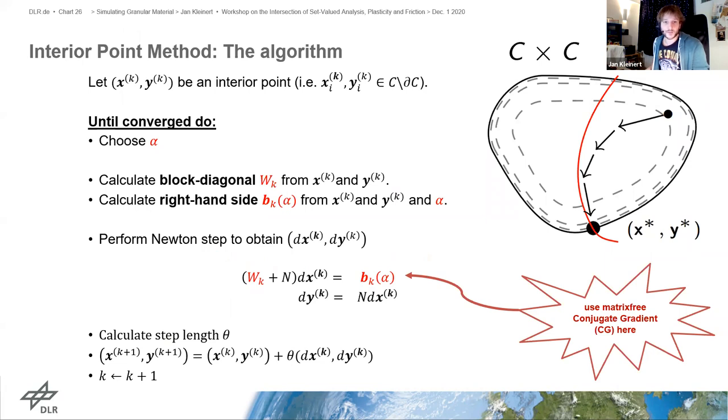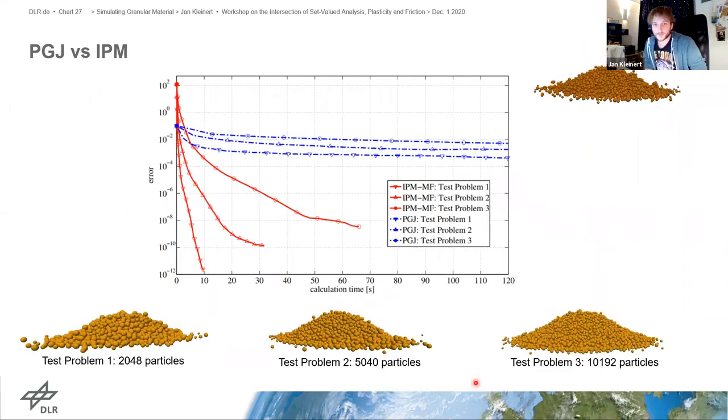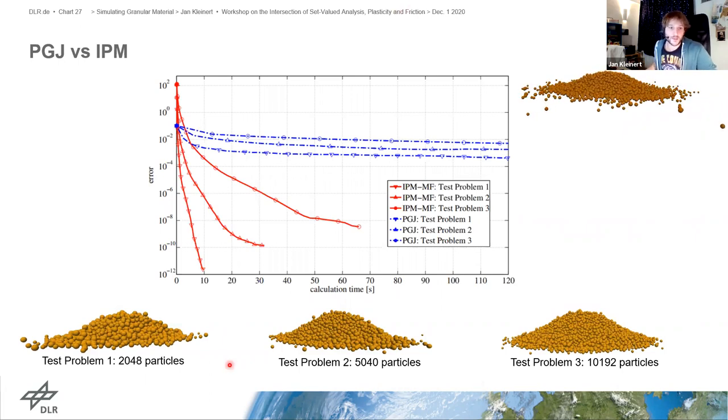And so I've implemented this, and I laid out some test examples. So I have one pile of 2,000 particles, which is my smaller test problem. Then I have another test problem, which is a static pile of 5,000 particles and a static pile of 10,000 particles. And I just calculate one time step in a static configuration with both the projected Gauss-Jacobi method and the interior point method. You'll see that you have here the typical flattening of the convergence curve for the projected Gauss-Jacobi solver for all test cases, while you have nice fast convergence with the interior point method.